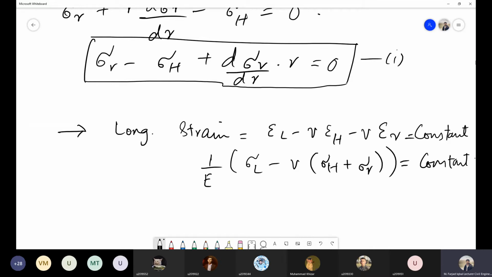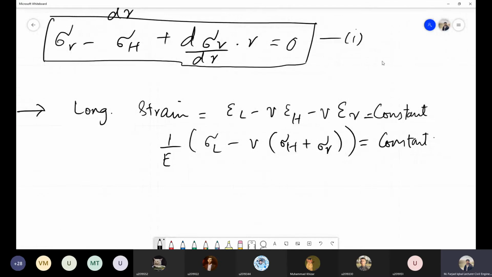Now since the strain is constant, the longitudinal stress will also be a constant factor. If I briefly simplify this equation, the first assumption was that the material is homogeneous and isotropic. That property states that these two factors, which are related to the material or the cross-sectional dimension of the material, will also remain constant for a particular cylinder.